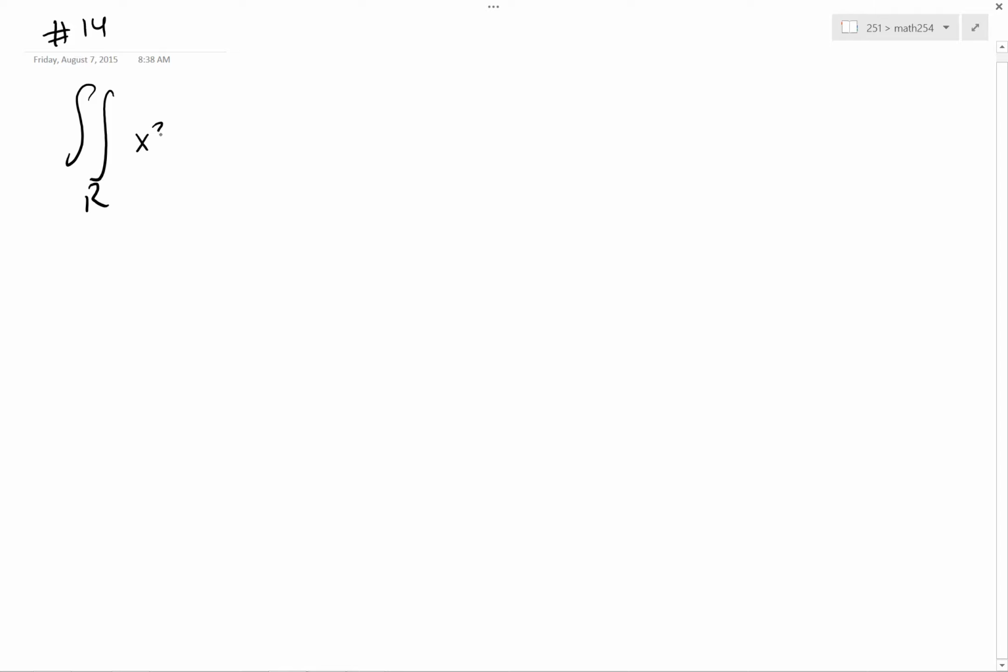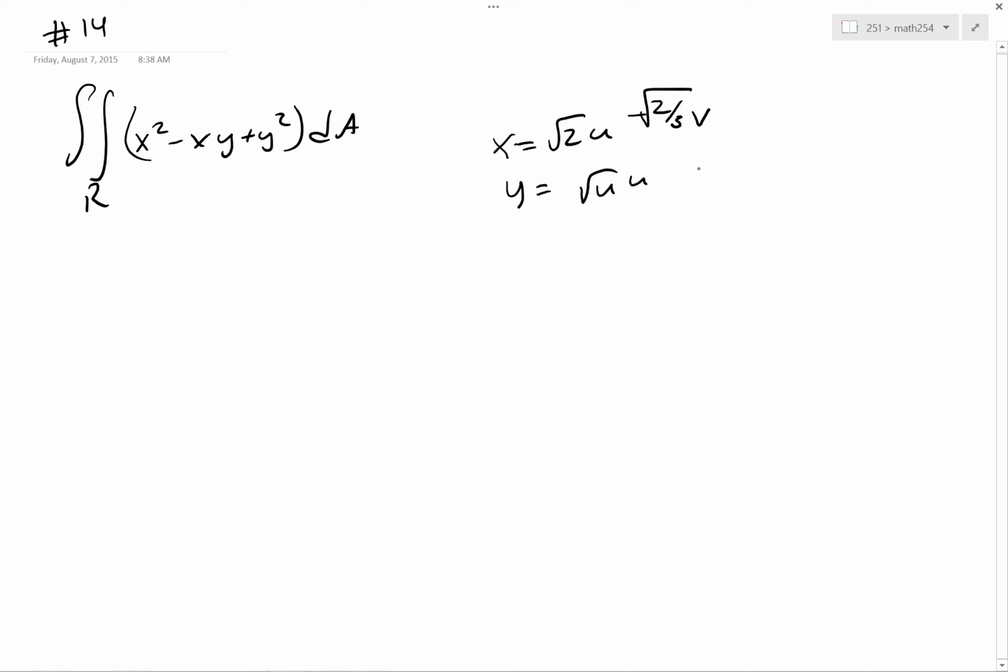So it's a double integral over some region. And what I want to integrate is x squared minus xy plus y squared dA. Okay, the region is x equals the square root of 2u minus 2/3. What are you doing? This is not the region. These are going to be our change of variables, our functions of u and v. And for reasons that'll become obvious later on, that's a minus right there. Okay, those will be our functions of u and v.